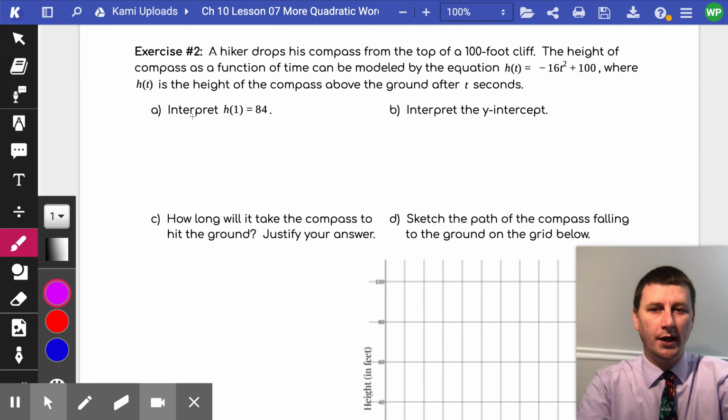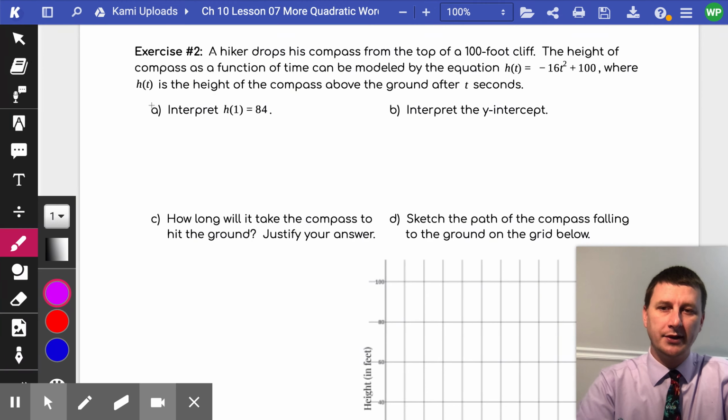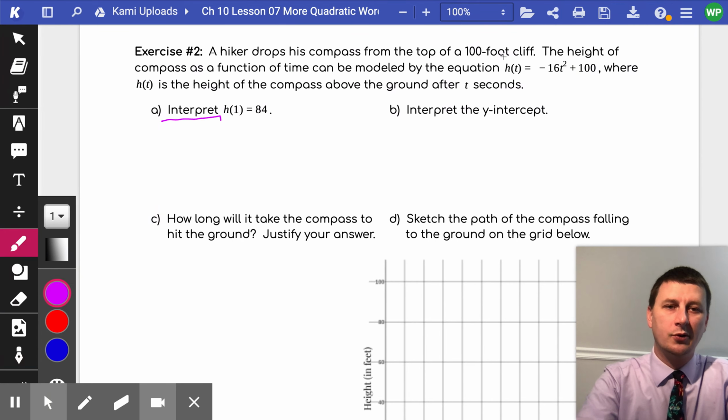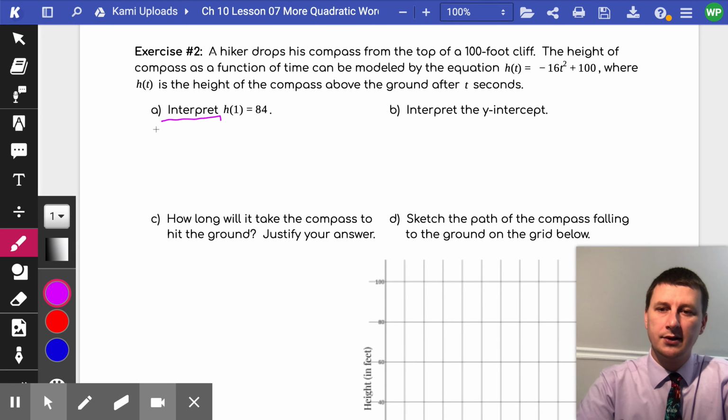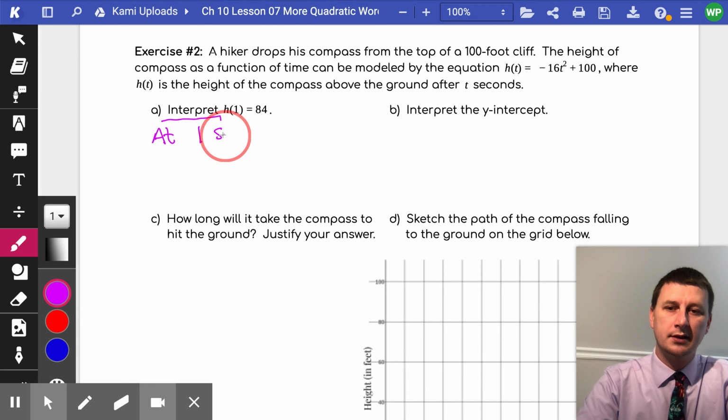Interpret h of 1 equals 84, and now this word interpret means to explain in the context of the problem what these numbers mean. So if we look at the 1 inside those parentheses and we look at our equation, inside those parentheses is a t. It says here that t is the number of seconds. So this starts off with at 1 second.